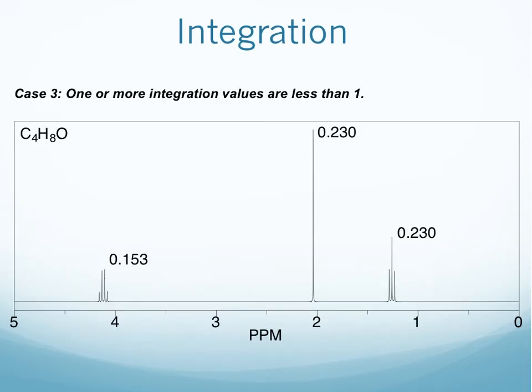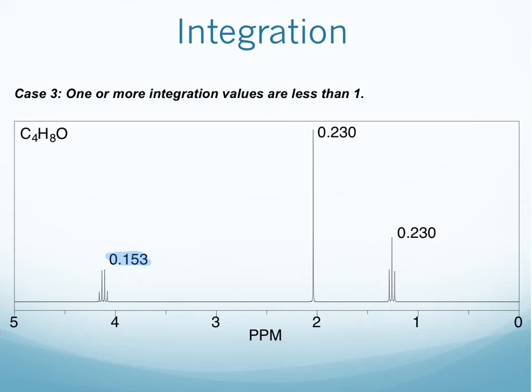In this next case, you may be given 1 or more integration values that are less than 1. And this is really common if you take an NMR spectrum and just have the computer set the integration values. It's going to give you kind of wonky values like this that initially don't make a ton of sense. If you have this, though, it's pretty easy to normalize these. What you want to do is find your lowest total integration value, and in this case, it's the one at 0.153, and then divide every integration by that lowest number, and that will normalize it.